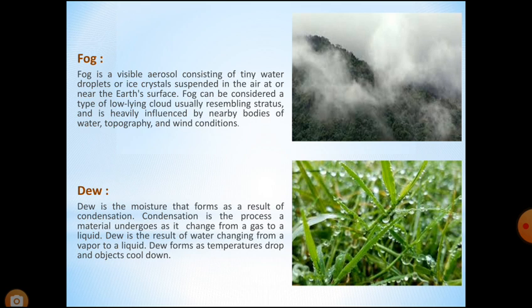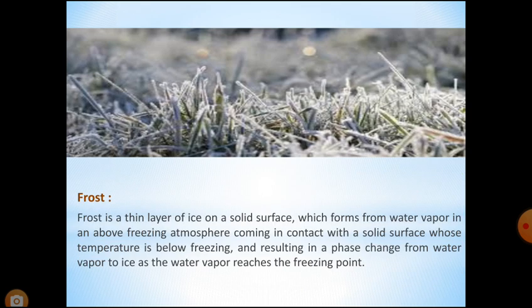Children, in this picture you can see in the morning, if you will go out in the winter, you can see the dew drop, the fog. And the third one is frost. Frost is a thin layer of ice on a solid surface. Children, you all know ice. It is the thin layer of the ice on a solid surface.